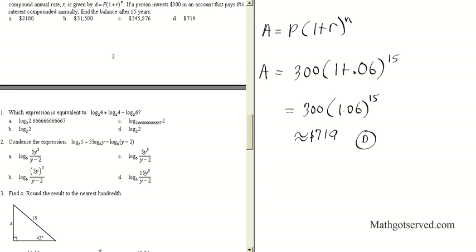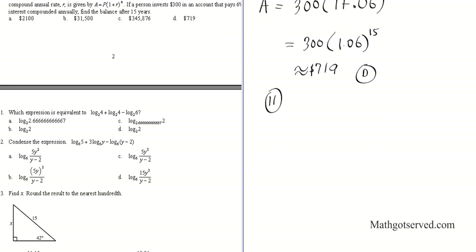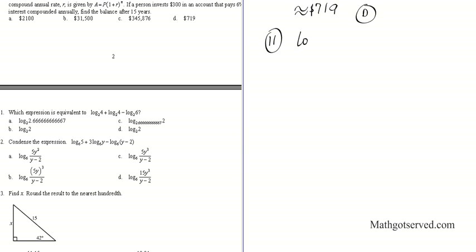Question 11, it says which log expression is equivalent to, let's write it down, log base 2 of 4 plus log base 2 of 4 minus log base 2 of 6. So remember, when you're adding the logs, it's equivalent to multiplying the arguments. And when you're subtracting the logs, it's equivalent to dividing the arguments. Okay, so we have a plus here, so we're going to multiply these two arguments right here.